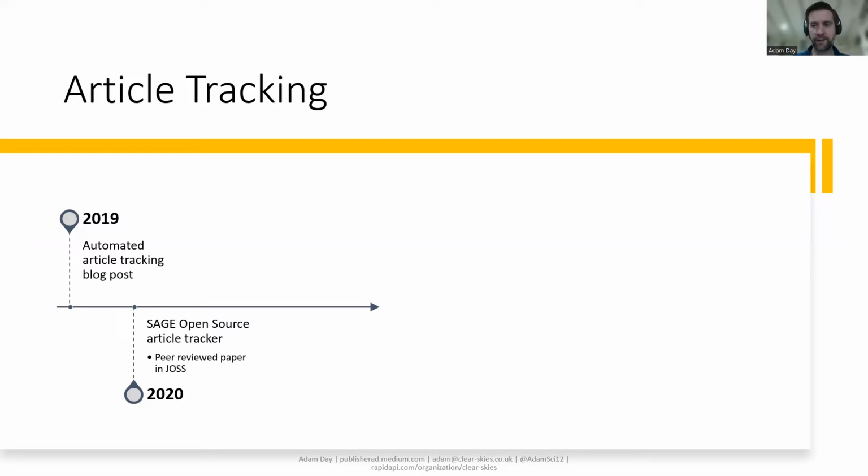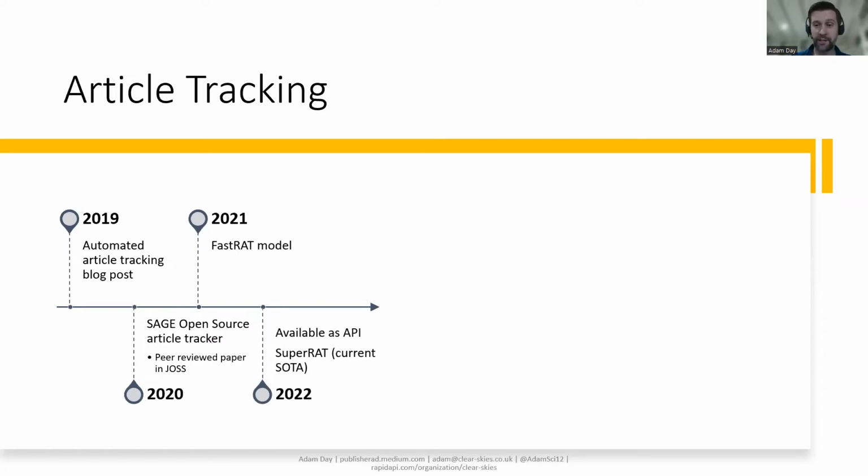So in 2021, I started doing a bit more work on, well, how can I optimize this, right, to get a really precise tracker, something that can really track things well. And there are a few models that got built around that time, including the fast track model, which is the model that is currently serving in the article tracker API. And this year we made it available as an API, but also completed work on what I've been calling the super rat, which I think is the current state of the art in tracking articles.